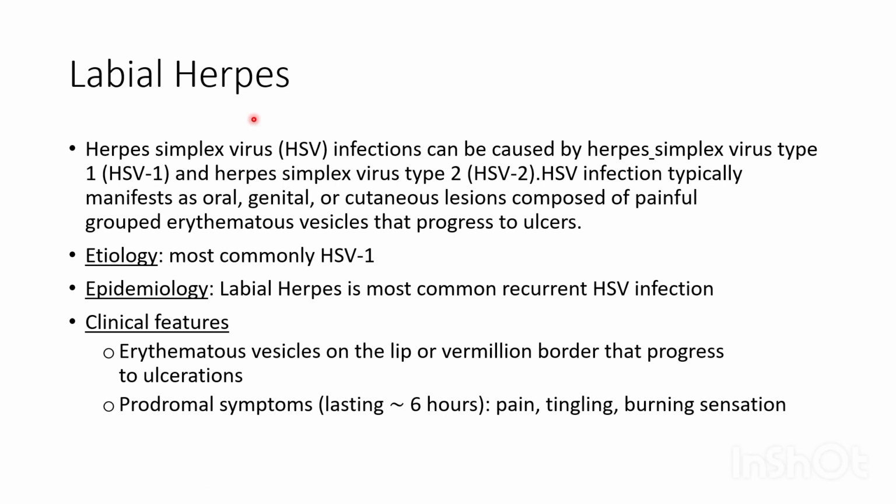Labial herpes. The etiology of labial herpes most commonly is herpes simplex virus 1. Epidemiology: labial herpes is the most common recurrent herpes simplex virus infection. Clinical features: erythematous vesicles on the lip or vermilion border that progress to ulcerations. Prodromal symptoms lasting up to 6 hours. Pain, tingling, burning sensation.